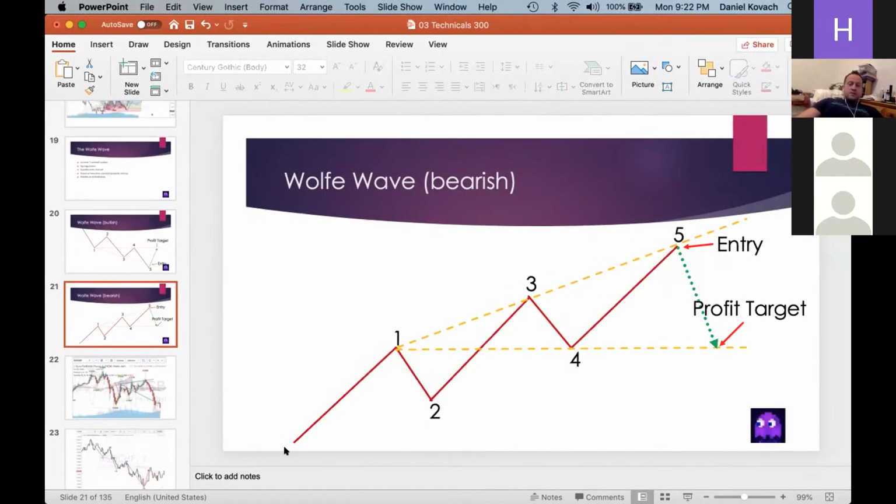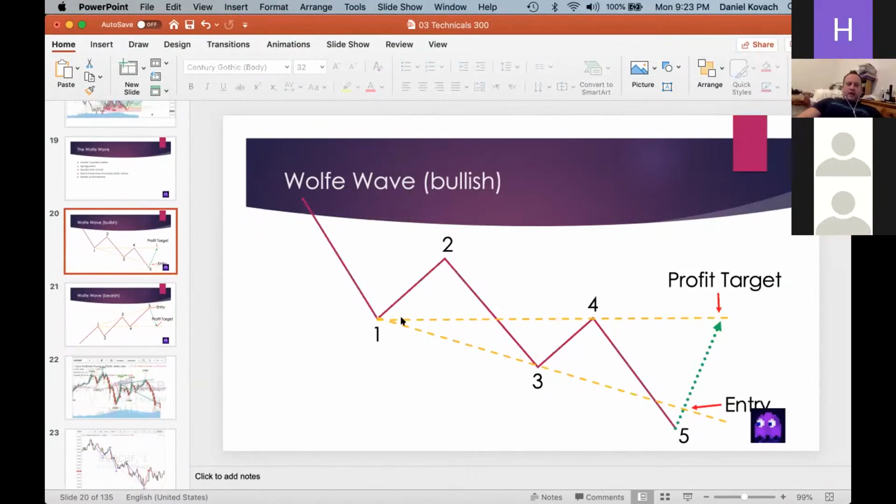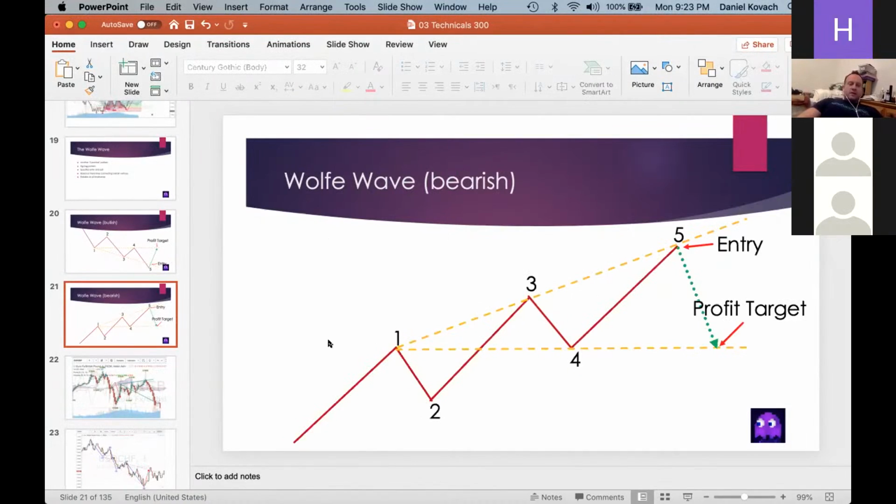Again, note that this is actually going against the trend, right? Because with the bullish, we had a bear trend, and we're buying at the bottom here. Whereas with the bearish trade, we have a bull trend, and we're playing on this reversal here.